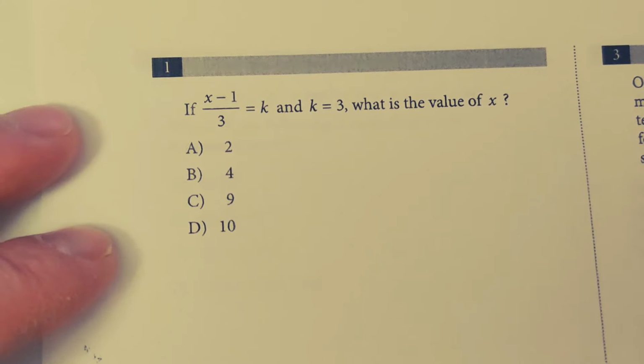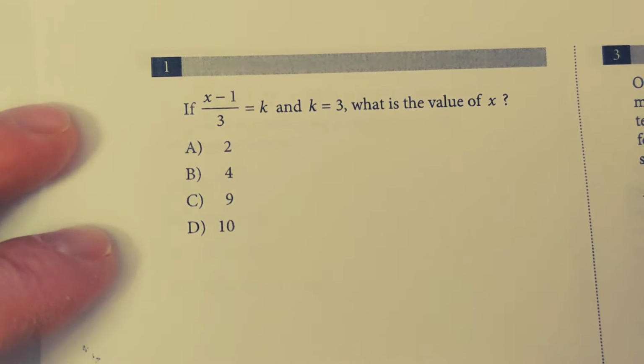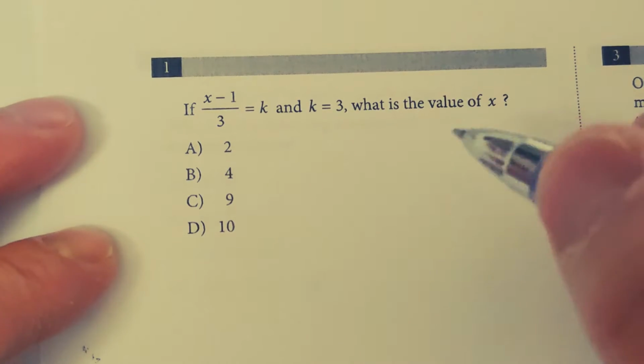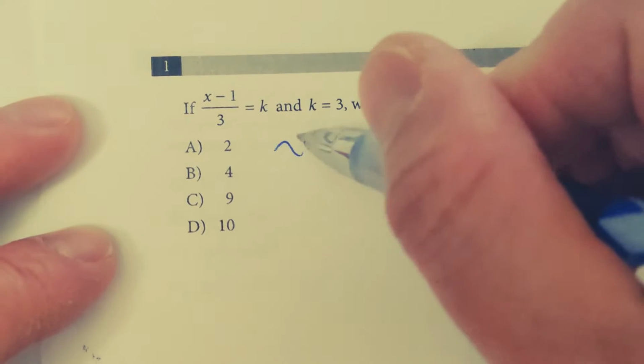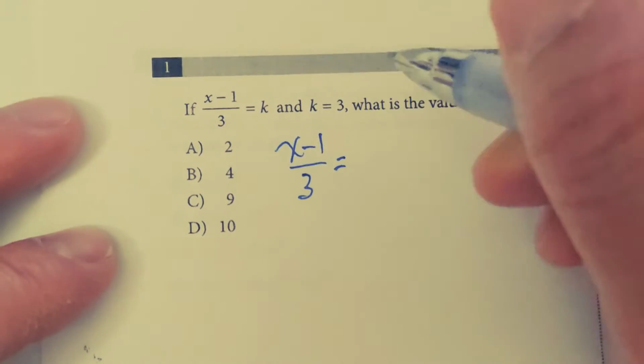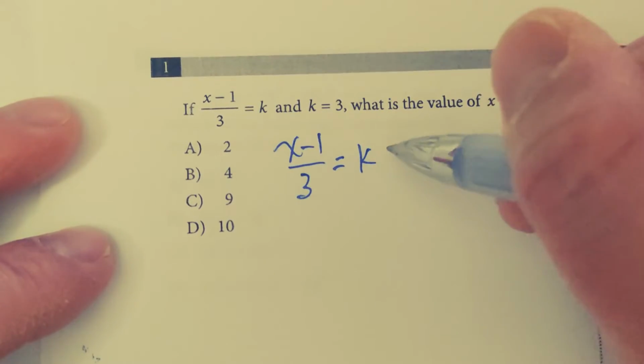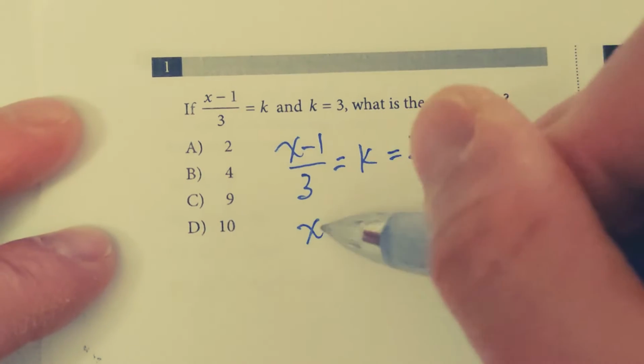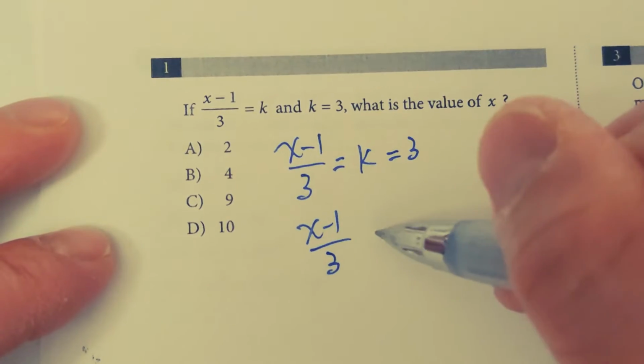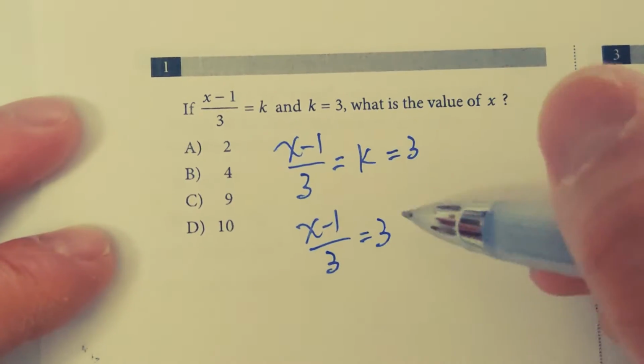Okay, the first question. If (x minus 1) over 3 equals k and k equals 3, what is the value of x? This is a very straightforward question. So all you need to do is just plug in the k, replace the k with 3. So eventually you have (x minus 1) over 3 equals 3.